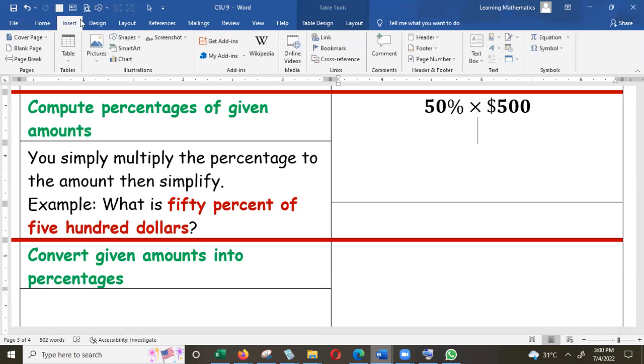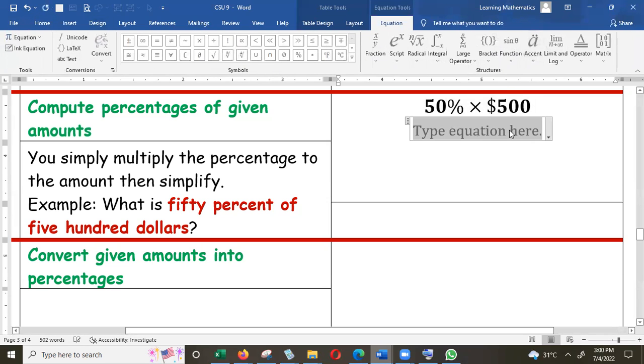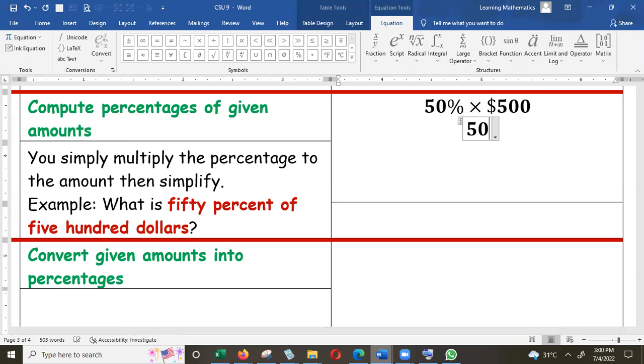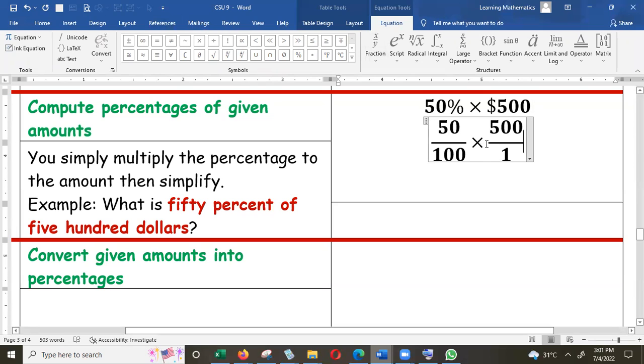50% is actually 50 over 1 and 2 zeros, 50 over 100, times 500. And not just 500, 500 divided by 1, because we want to make the 500 look like a fraction. So we put a 1 under it. So we have 50 over 100 times 500 over 1.